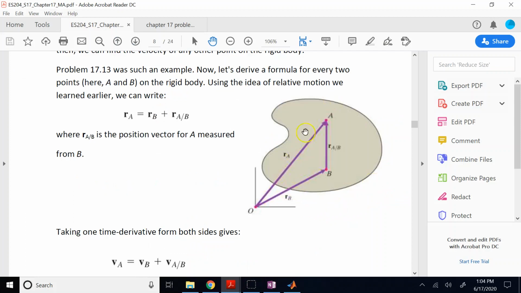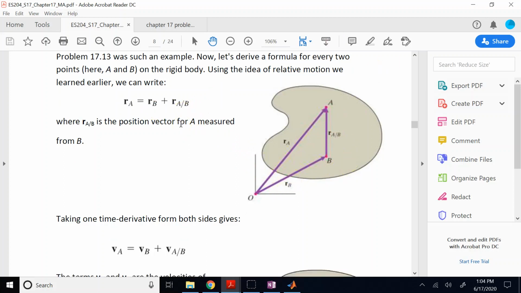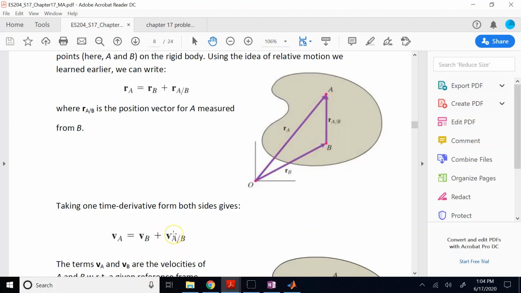So clearly, using the triangular method for addition of vectors, I can say that R of A is R of B plus R of A with respect to B. And then I take a time derivative, and I get V of A is V of B plus V of A with respect to B, which is nothing new. We have seen this relative velocity formula in the past, but now the important thing is this relative velocity. So V of A with respect to B is the time derivative of this vector R of A with respect to B.